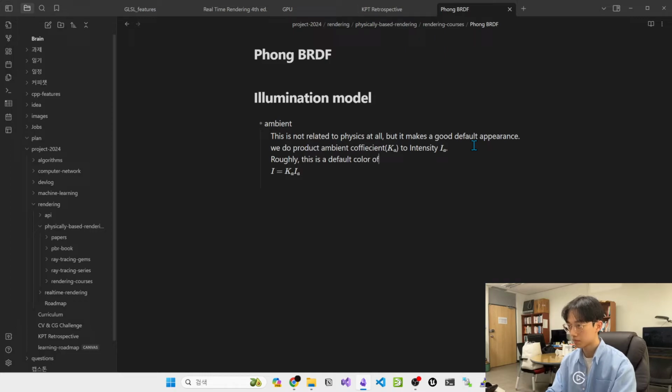So this is an example. We have a blue object over here, and it's the same color everywhere. Why? Because the formula doesn't depend on anything. There's just one coefficient that's multiplied by this intensity of the scene. So that's an ambient shading.